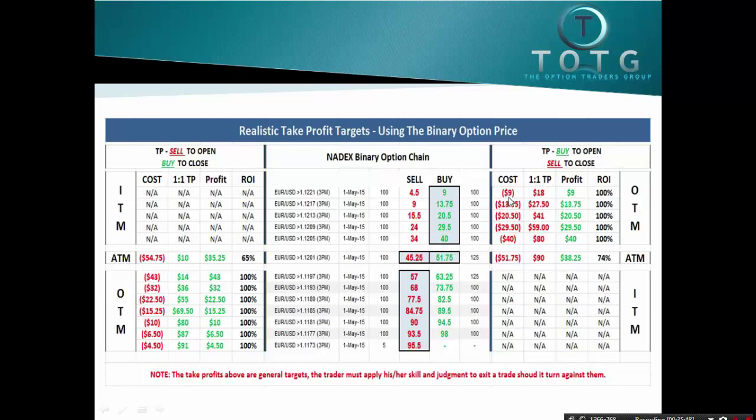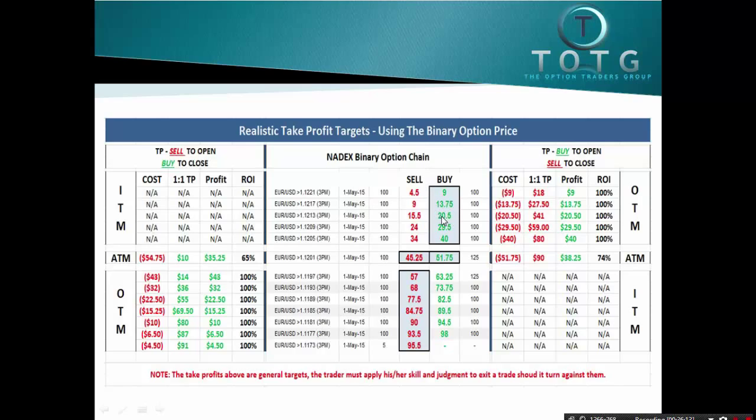So for you to make 1-to-1 on $9, you need to make $9. The option price is 9, so it needs to go to 18. You would set a take profit order in Nadex on the ticket for $18. Your profit would be $9, that would be 100% return on investment. You risk $9 to make $9. Same thing on all these here.